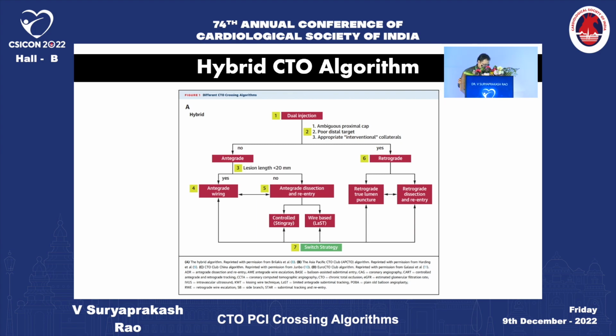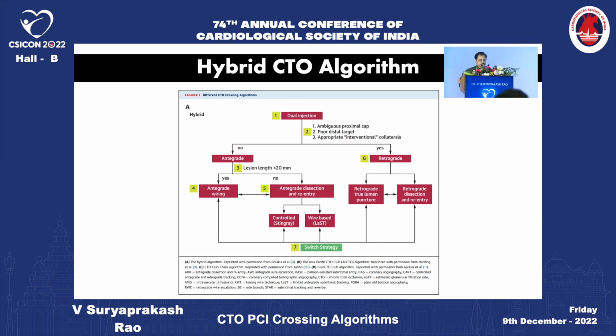In my practice, for almost 16 years, I have been doing CTO PCI, more than 1500 CTO PCIs in 15 years, and I am watching the progress of CTO PCI. In 2012, I thought the retrograde procedure would become more popular at that time. Then the Gaia wire entered the market and made a big change, leading to robust antegrade procedures. So many things happened like that.